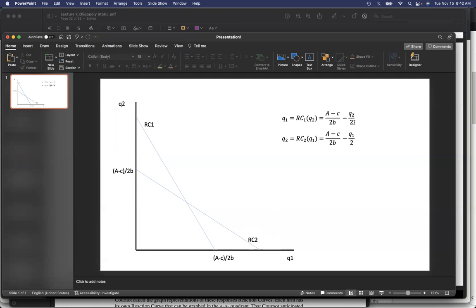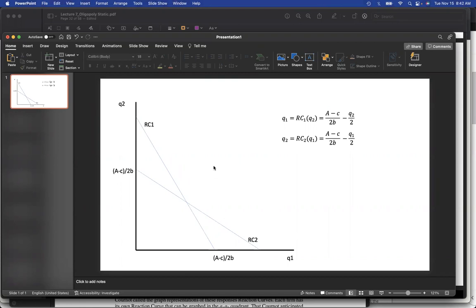Dito mo siya makukuha. Ano ang value nito pag ito ay 0? A, sabi ni Firebert, A minus C over 2B. Diba? Ganun lang. That's how, basically, you just read it from the reaction function. Pag 0 to, mawawala ito. Ito na lang yung matitira. Which is why, if Q2, ito si R1, the steeper one. If Q2 is 0, so tumingin ka dito. Ano ang Q1? Sagot is A minus C over 2B.